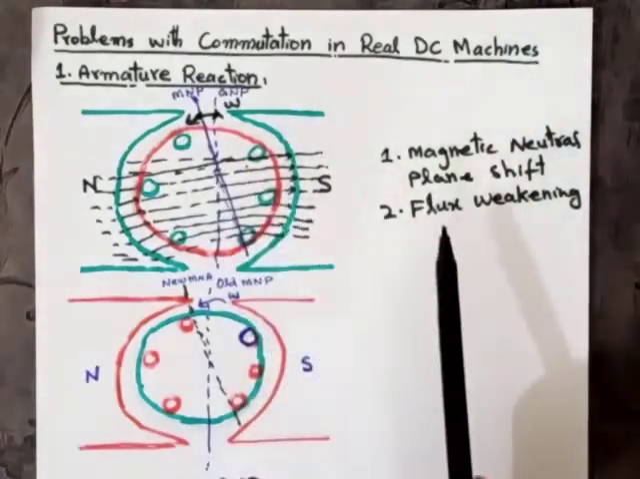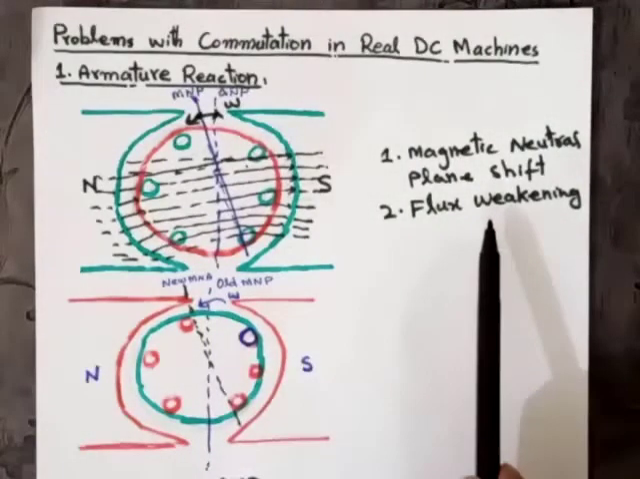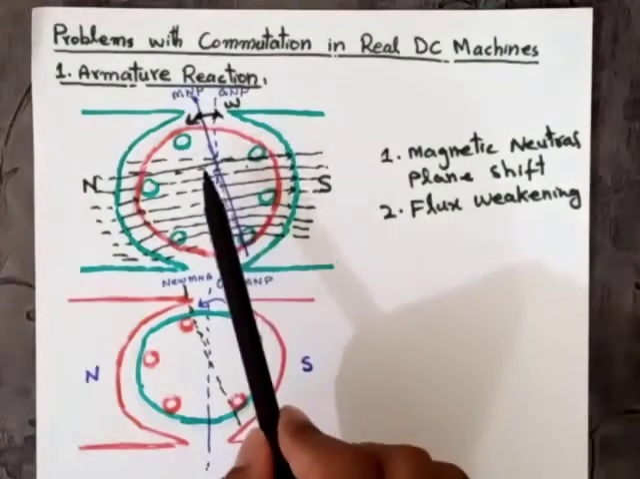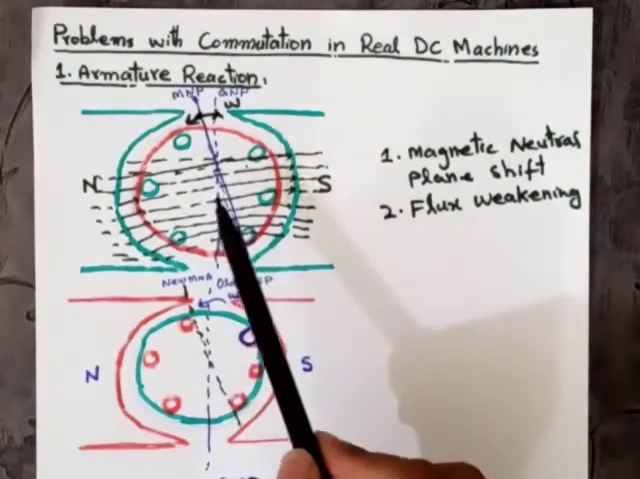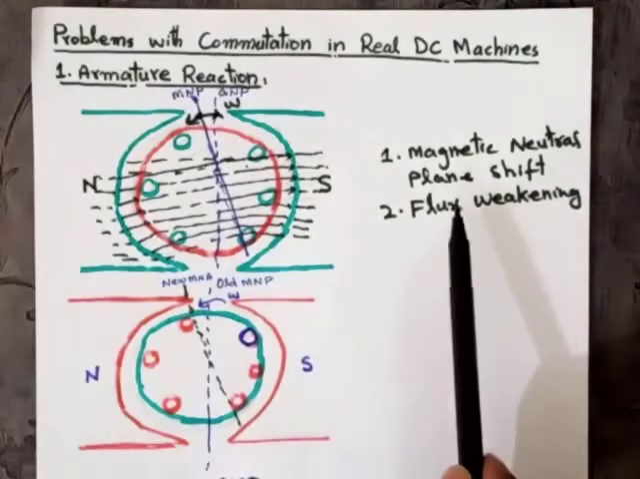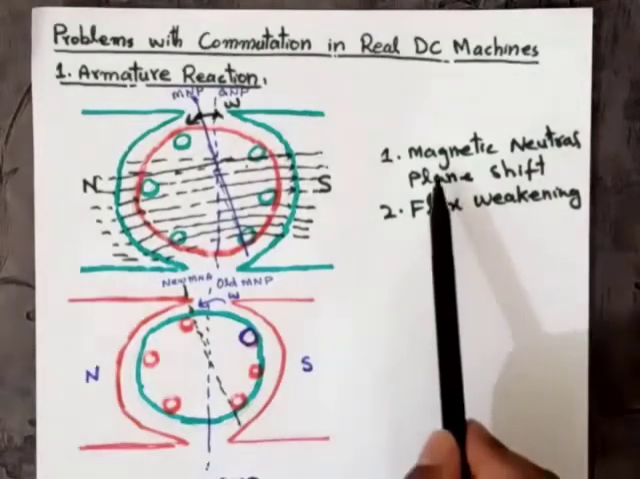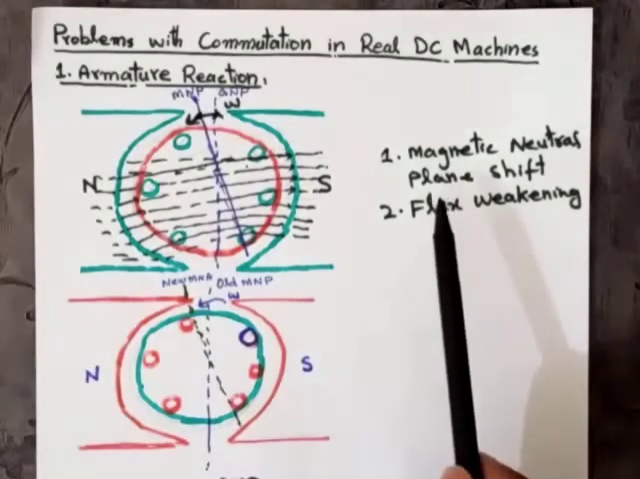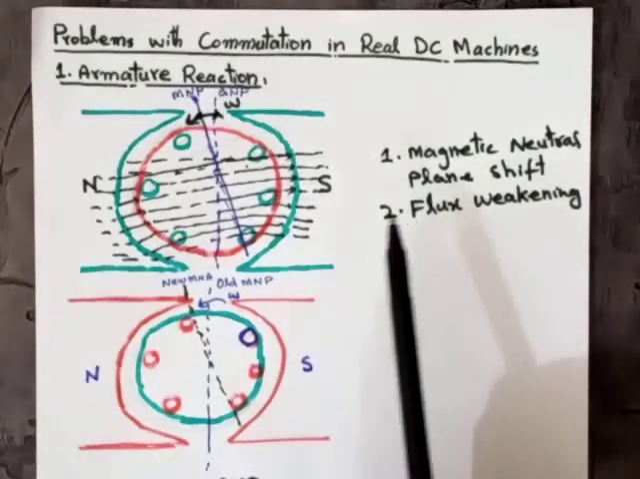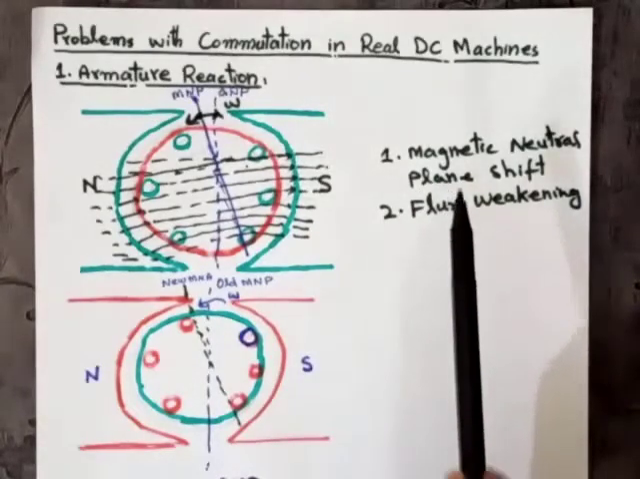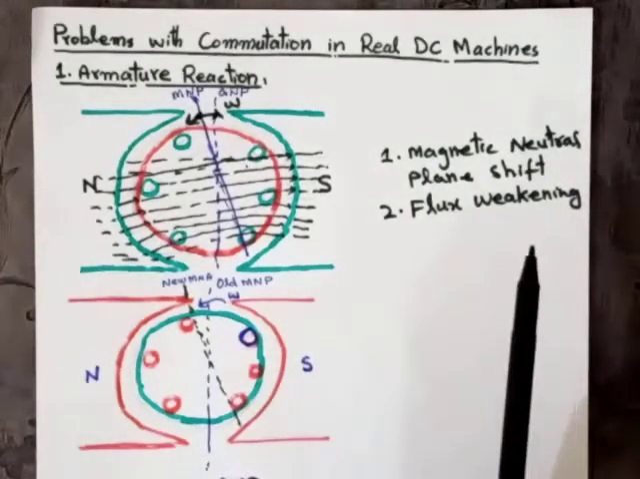And the second problem that occurs due to the armature reaction is flux weakening. Due to this, the flux in the machine starts to reduce. So these are the two main problems which exist in DC machines due to the armature reactions. The first problem is the magnetic neutral plane shift, and the second problem is flux weakening.